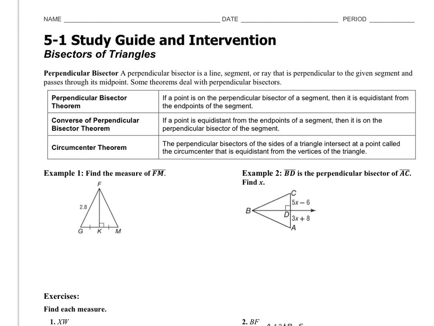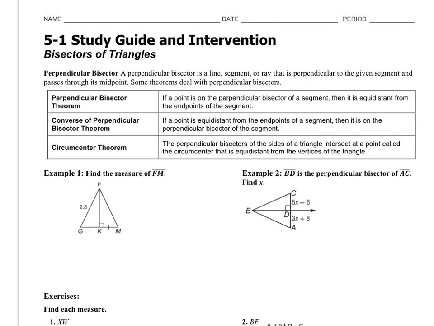So for today, I've given you a study guide over lessons 5.1 and 5.2 that we've been working on. Lesson 5.1 had us working on bisectors of triangles, and the first thing we talked about were perpendicular bisectors. It says a perpendicular bisector is a line, segment, or ray that is perpendicular to the given segment and passes through its midpoint. And then we had some theorems based on that.